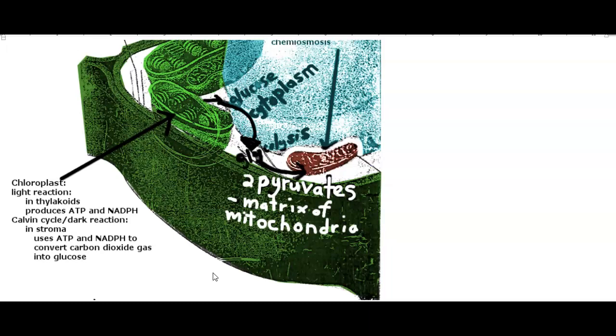Now that we make glucose, we can go on to respiration. So the glucose is going to leave the chloroplast and go out into the cytoplasm. The glycolysis is going to take place. So glycolysis is the first step of respiration. And glucose is going to get split into two pyruvates. And those pyruvates are going to go now into the matrix of the mitochondria.